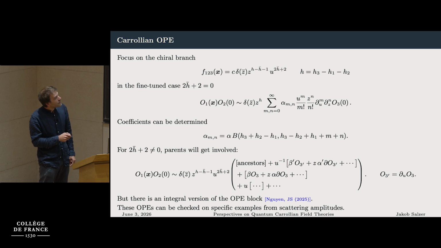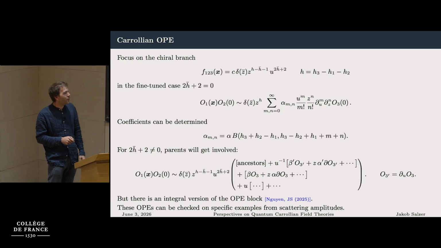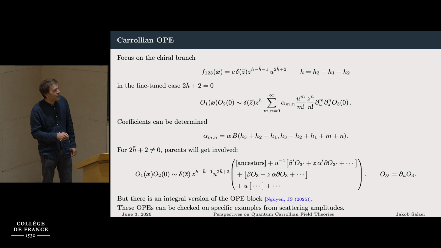However, if you go away from this fine-tuned point, it turns out that you will have to include, so I call this "parents will get involved." So say this operator O1 and O2 fuse into an operator O3, and then just from consistency of the Carrollian algebra, it turns out that you will have to include a descendant of one of these guys, where this is basically the integral of O3.